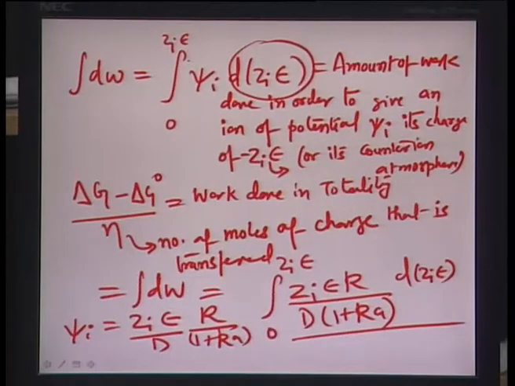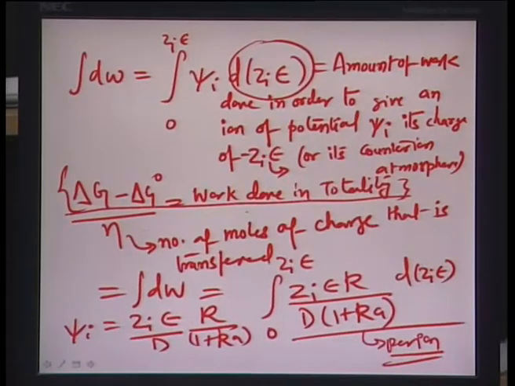So, this essentially is nothing but this work done in totality by the number of moles, because this essentially is again per ion, this is per ion. But delta G minus G naught essentially is the work done in totality. So, you have to divide this on both sides by the number of moles of the charge that is transferred in order to equalize this work done per ion of interest. So, number of moles is essentially needed to make this work done per ion.